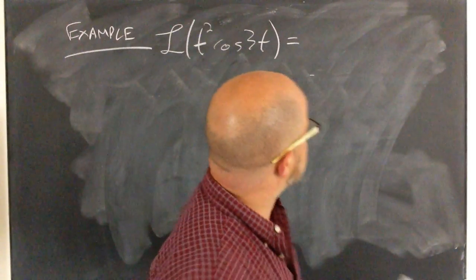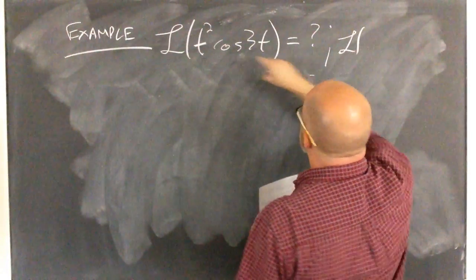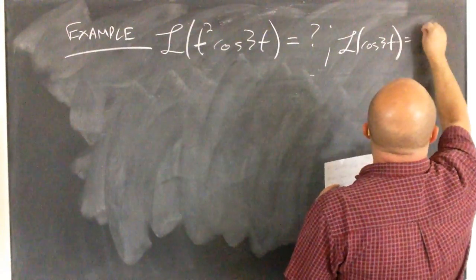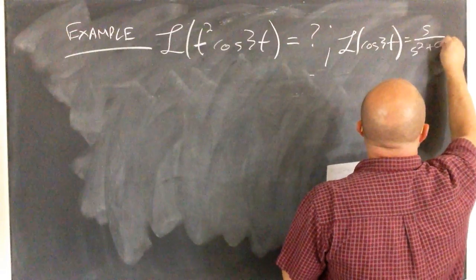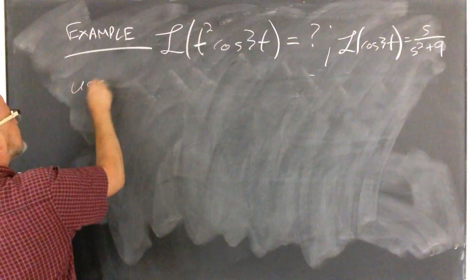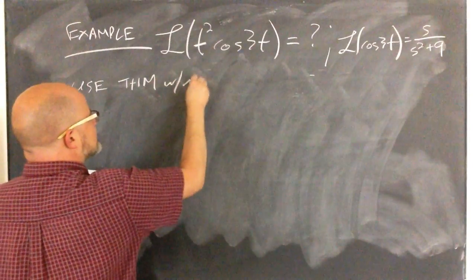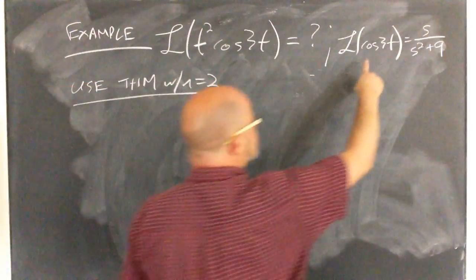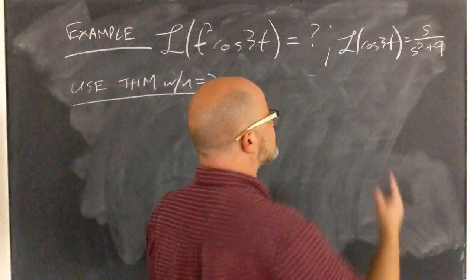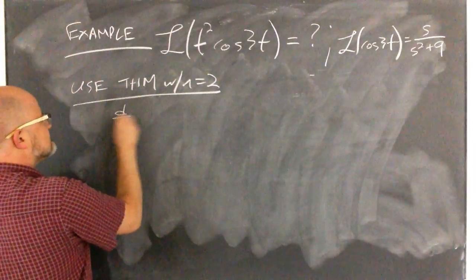In particular, it's useful to use the theorem because we do know that the Laplace transform of cosine 3t is pretty straightforward. That's just s over s squared plus 9. So we can use the t-power theorem with n equals 2. You see t squared, so use the theorem with n equals 2. That means I just have to take minus 1 squared, so there's not going to be any negative sign in front, and then I have to take two derivatives of this. So let's do that.